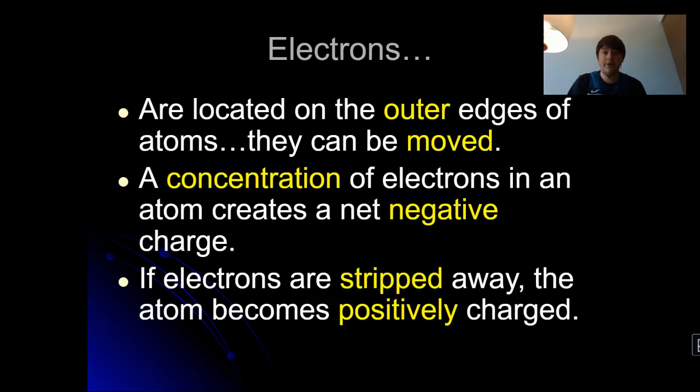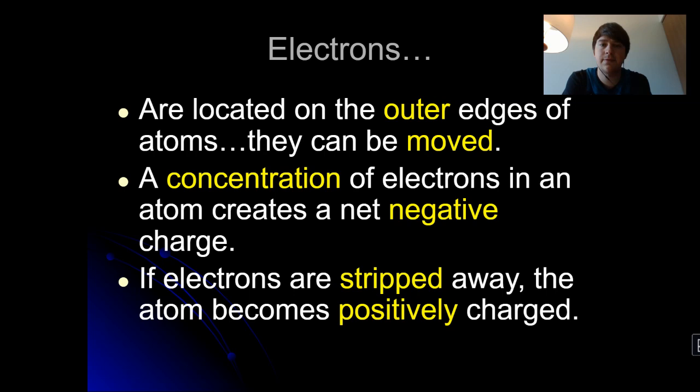Electrons, where are they located? They are not in the nucleus. They are on the outer edges of the atom and they can move. Something important to know, and this is the fundamental understanding of electricity, is the positive charge in an atom, the protons, they don't move. They're going to stay in the nucleus. The only time I can think of, and I'm sure there's more examples, of when a proton would actually end up leaving the nucleus would be in alpha decay, which we just talked about. But for the most part, protons are going to stay in the nucleus.